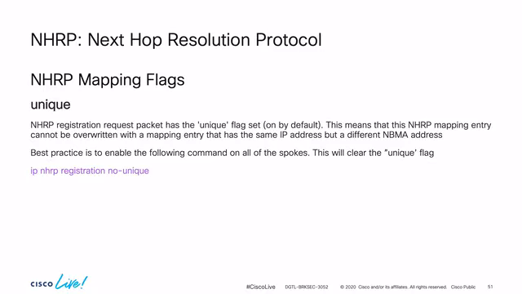So it's going to look at the unique flag. If the unique flag is set, it's not going to make the change to the NHRP mapping in the NHRP table for this particular spoke. So it's always recommended to not enable IP NHRP registration unique. It's always a good idea to leave it at the default, IP NHRP registration no unique.